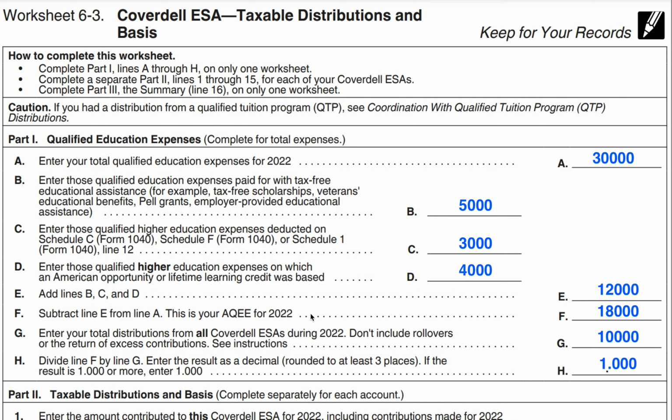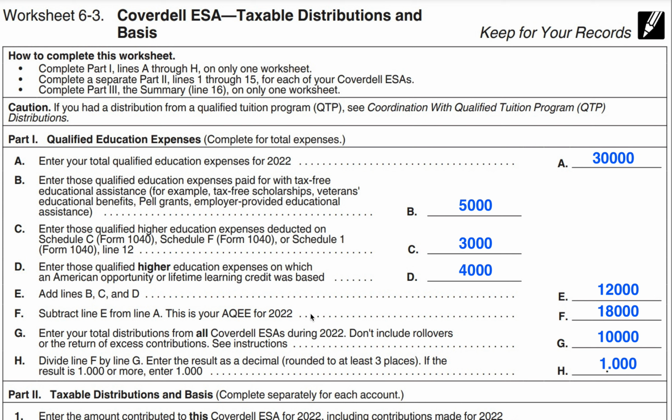And the truth of the matter is, the first time you get your IRS Form 1099-Q, you're probably not thinking about the last time you eventually get one. But every Coverdell ESA does close out at some point. Every college 529 plan does close out at some point. So the IRS expects every taxpayer to keep track of their taxable distributions and their basis over time.